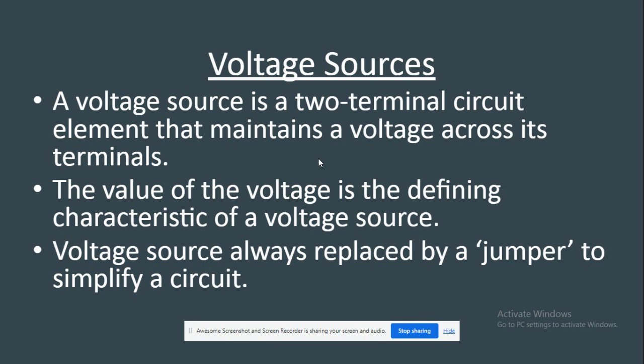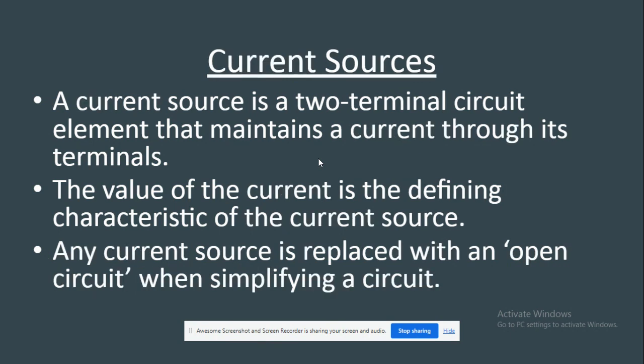And a voltage source is always replaced by a jumper, which means if you want to simplify a circuit, you would replace a voltage source by a simple wire. A simple wire is known as a jumper.